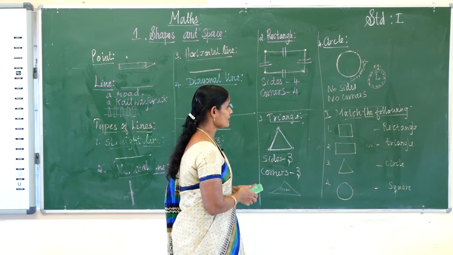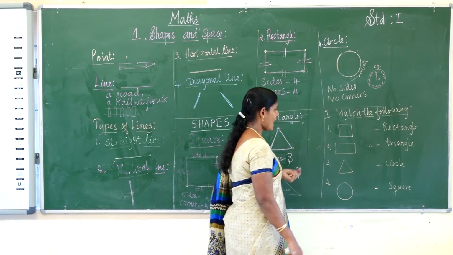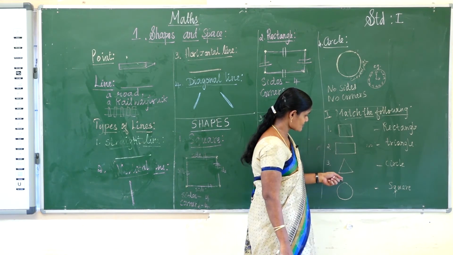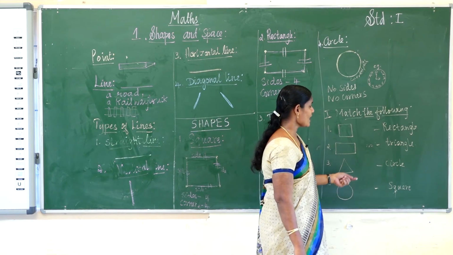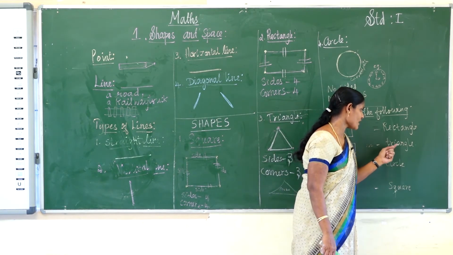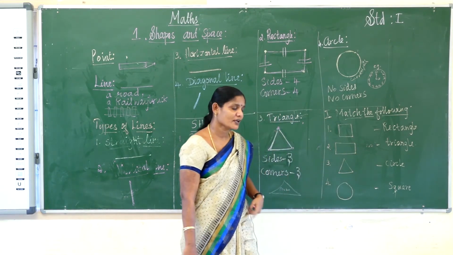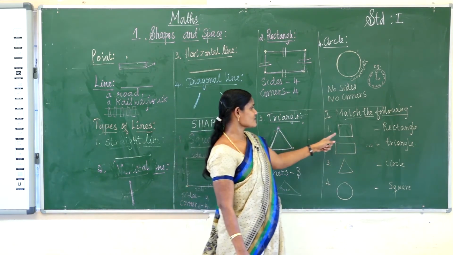Okay, see this, match the following. I have drawn some shapes. This is square, this is rectangle, this is triangle, this is circle. Some words are also written: rectangle, triangle, circle and square. You have to match these. Here, this is the square.